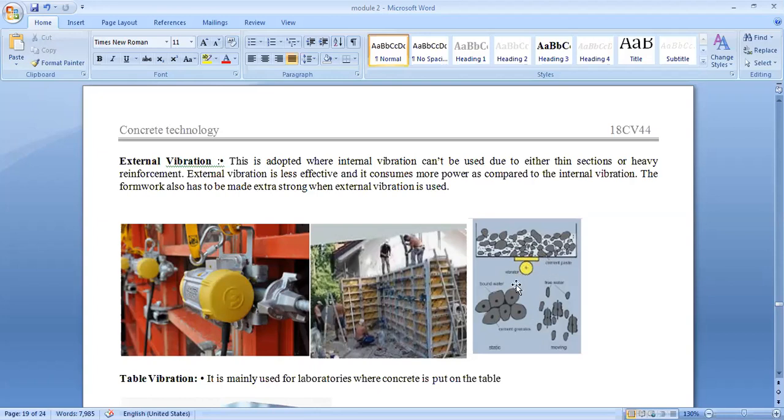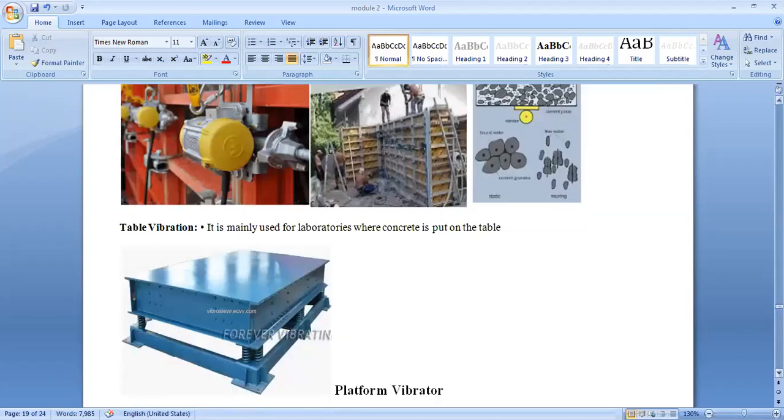Due to this, what will happen? The shutter will get vibrated. That vibration will be transmitted to the concrete, and the concrete gets vibrated. So entrapped air can be expelled. For this, the formwork has to be made extra strong. When external vibrators are used, it should withstand the waves or shock produced from these vibrators. This is about external vibrators.